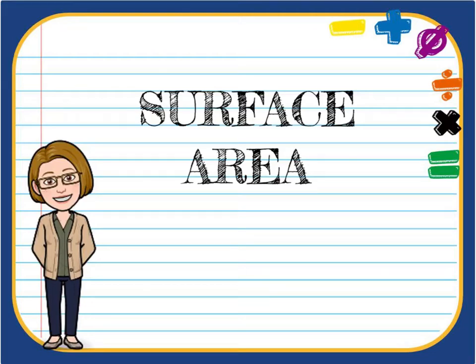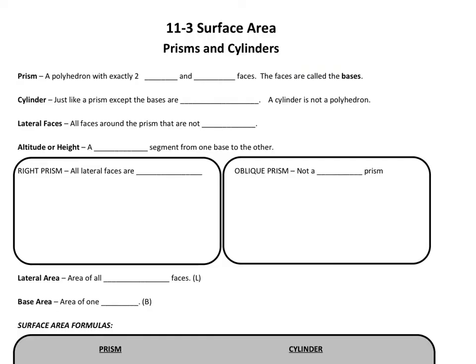So we're going to be taking a look at surface area of prisms and cylinders. A prism is a polyhedron with exactly two congruent and parallel faces. Congruent, there we go, and parallel faces. These faces are what we call bases.